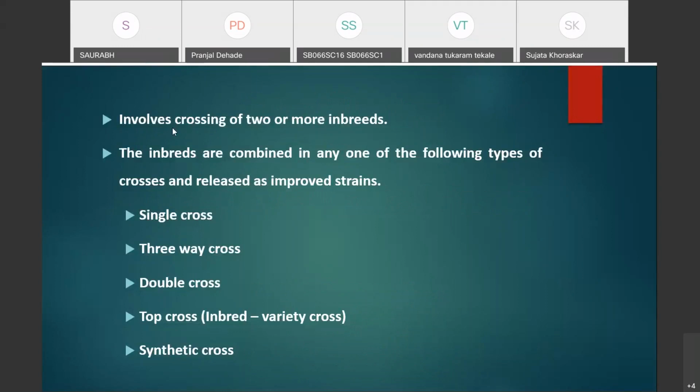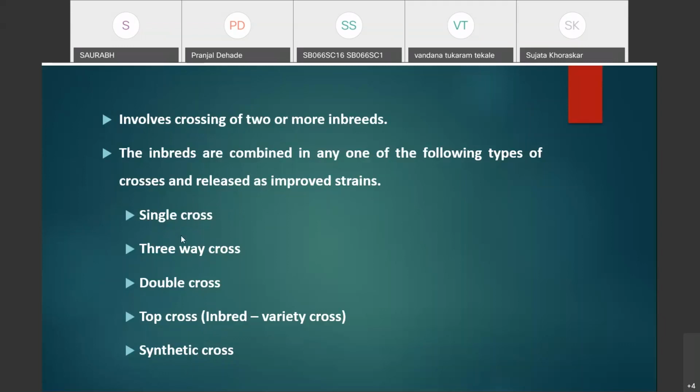Inbreds are combined in any one of the following types of crosses, and the variety is released as an improved strain. These different types of crosses are: the first one is the single cross, the second is the three-way cross, the third is the double cross, the fourth is the top cross, which is also referred to as the inbred variety cross, and the last one is the synthetic cross.